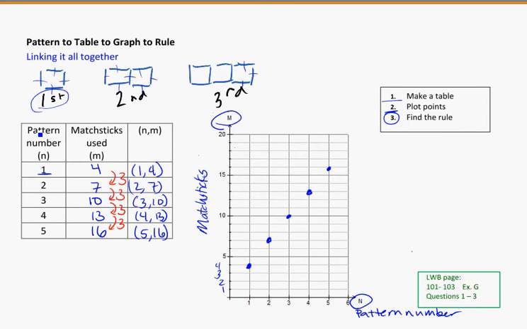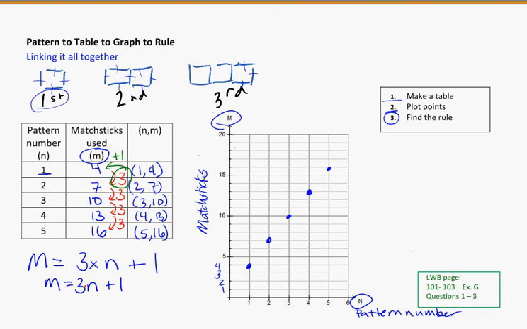If you remember from the previous topics when we've talked about writing the rules for these, we're going to start with m for matchsticks. So I want a rule to predict how many matchsticks I use. This 3 is going to be my multiplier, so I need 3 times the pattern number. And I need to plus or minus something here, so let's examine this. If I'm at 3, what do I need to add on to get to 4? Or subtract. But in this case, I need to add 1. So my rule is going to be m is equal to 3 times n plus 1. Remember that we can also write that as 3n plus 1, because there's a tiny little invisible times sign between the 3 and the n that you don't have to write.